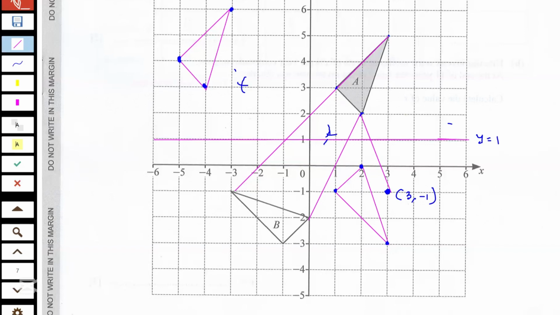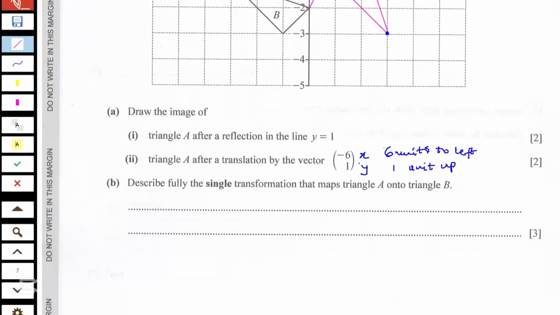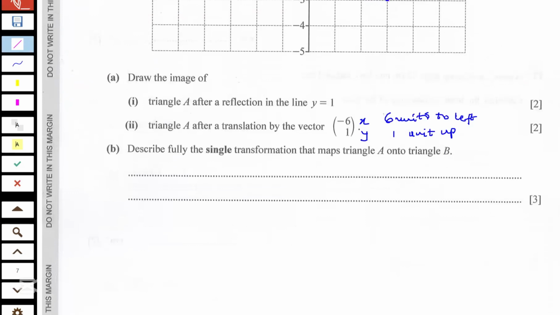So the answer to question B that says describe fully the single transformation that maps triangle A onto B, we say that the transformation is a rotation of 90 degrees anti-clockwise about the center (3, -1).